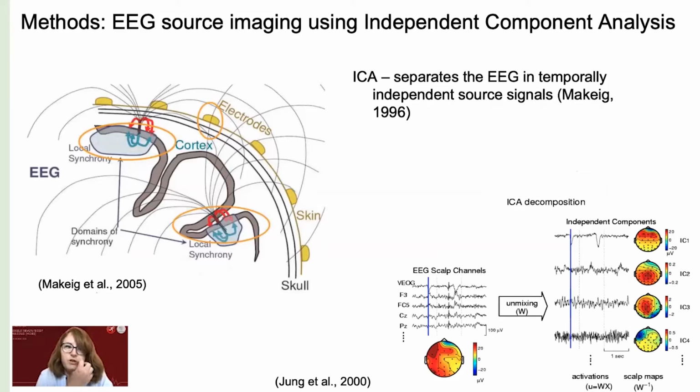For EEG analysis, we used independent component analysis. Probably many people here are familiar with the method. ICA basically separates the EEG into temporally independent source signals and allows us to separate brain sources and artifact sources, which is especially important in MoBI research because we have a lot of artifacts during walking.